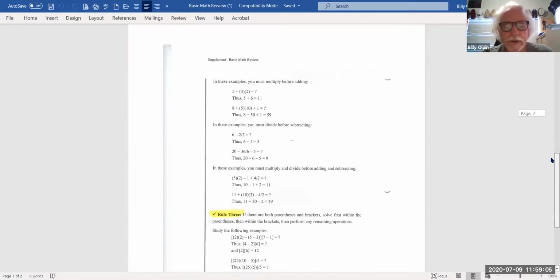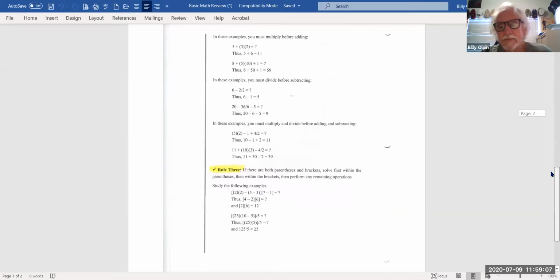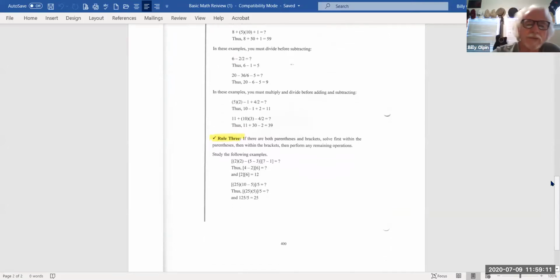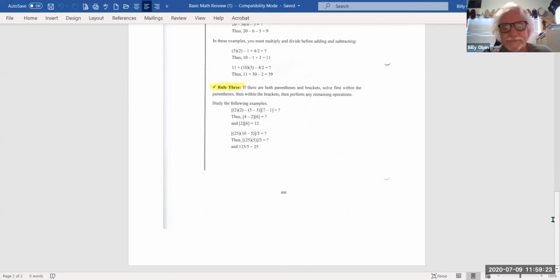And here are all your examples. I'm not going to walk through every one for you; this is for yourself. Rule number 3: if there are parentheses and brackets, you do the parentheses first and then the brackets. As I said earlier, you work from the inside out. That is pretty much our order of operations.